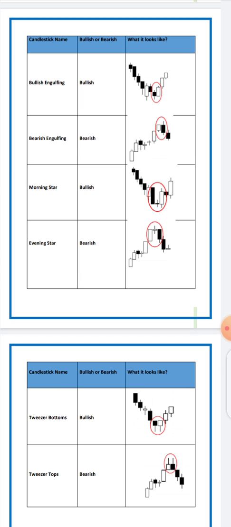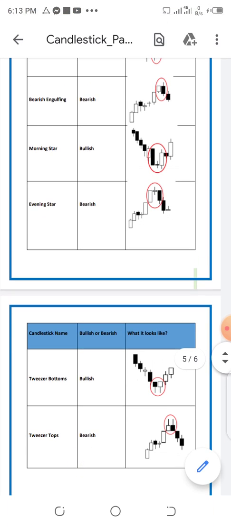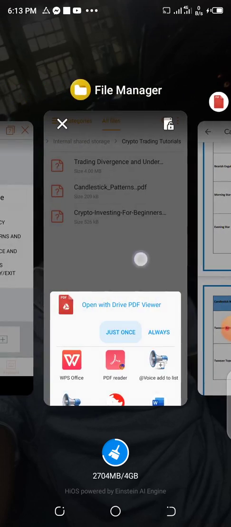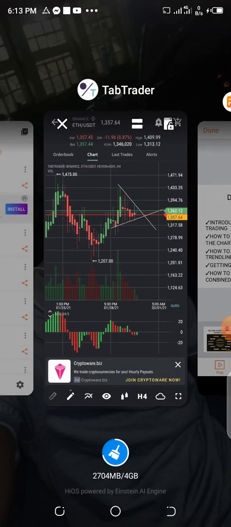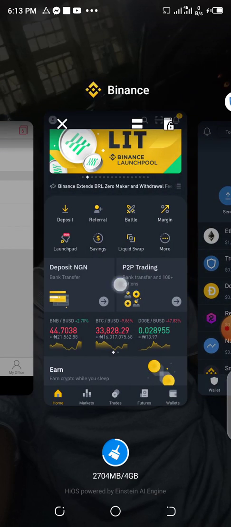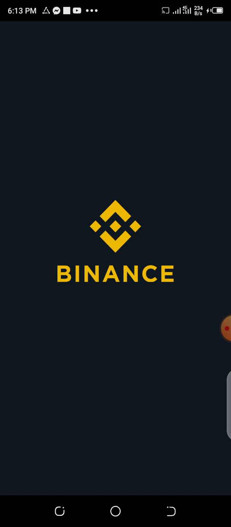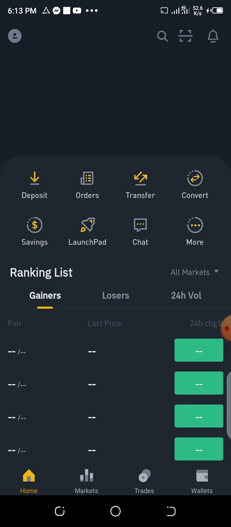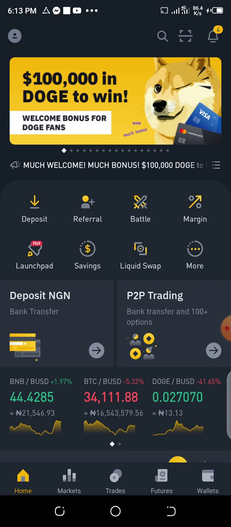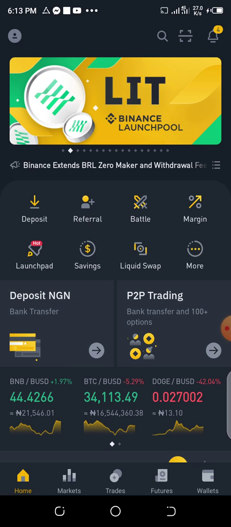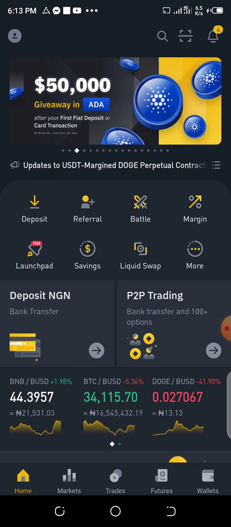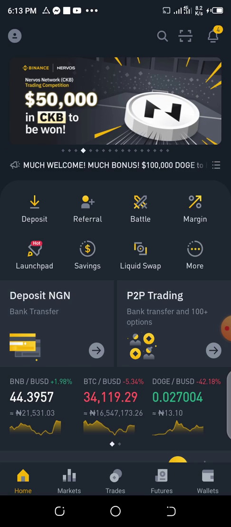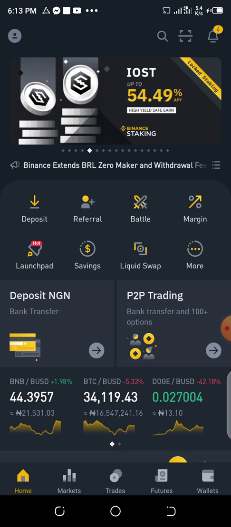Okay, before I go to the next subsection, let me just show you these candlestick patterns on the live chart on Binance. So I'll be moving to that. Like I told you, the materials needed for this class: you need the Binance app, you need TapTrader, you need your mind to concentrate, you need a room where there won't be distractions, and you need the ability to learn and to relearn.